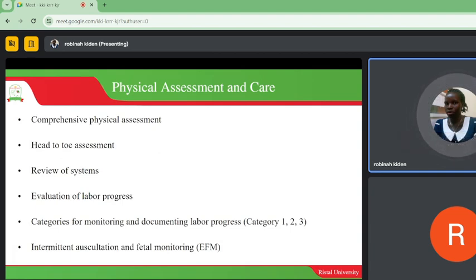The intermittent auscultation basically refers to listening to the fetal heart. So in this case, when we talk about intermittent auscultation, we are looking at the taking of the fetal heart that you take after a stated period of time. Mostly the one that is well known to us in normal labor can be taken every 30 minutes. Every 30 minutes, we listen to the fetal heart rate and determine how it is.